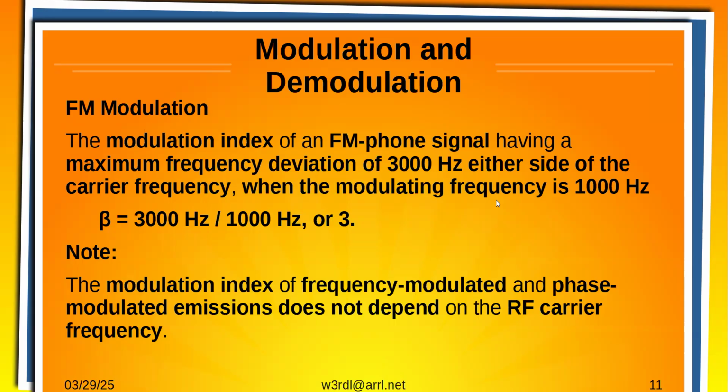Modulation index is the other confusing one. So if we had a deviation of 3 kilohertz on either side of the carrier, so it's plus or minus 3 kilohertz, and the modulating frequency is 1 kilohertz, then the modulation index is 3, or 3,000 divided by 1,000. Pretty simple.